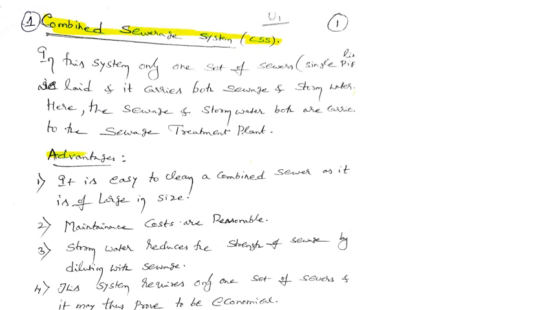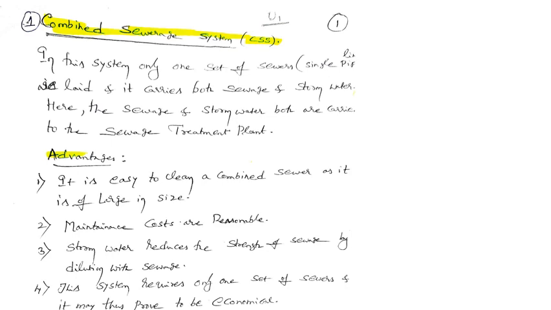From each subject. Now this is the combined sewerage system, CSS. Here only one set of sewers is laid and it carries both sewage and storm water. Remember it. It's very simple. First you have to define clearly what a combined sewerage system is. Understood? Next, what are its advantages? It is easy to clean because the diameter is bigger. It's a combined flow, right? A combined sewer is large in size.